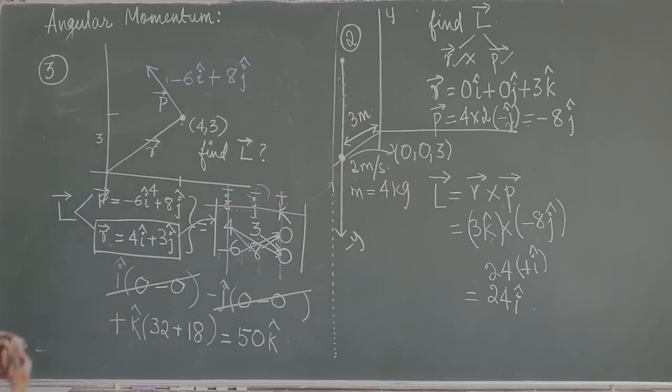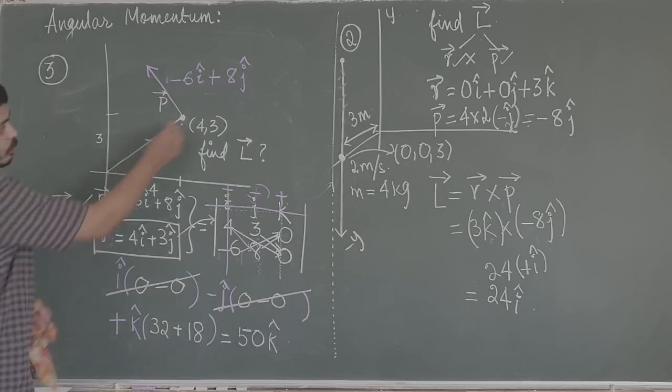This is how you find out the angular momentum of an object about some axis. In this case, the axis was the origin. Okay, so if you want to find out the angular momentum of something about the origin, this is how you would solve it. Does it satisfy the idea of rotation?